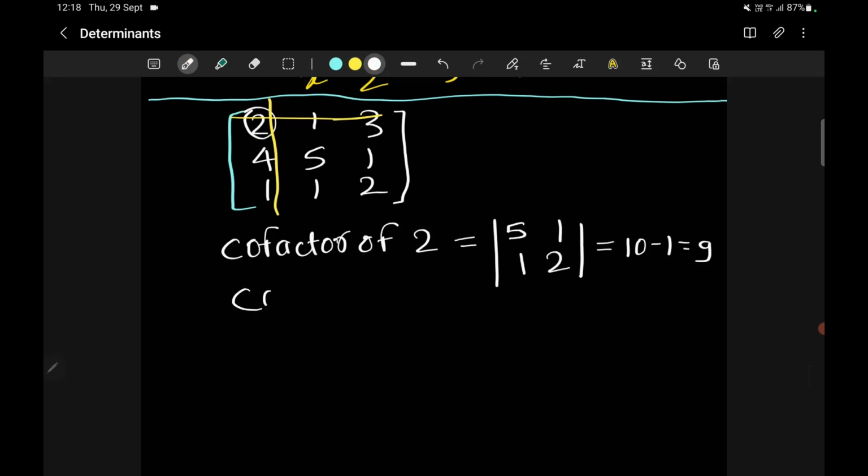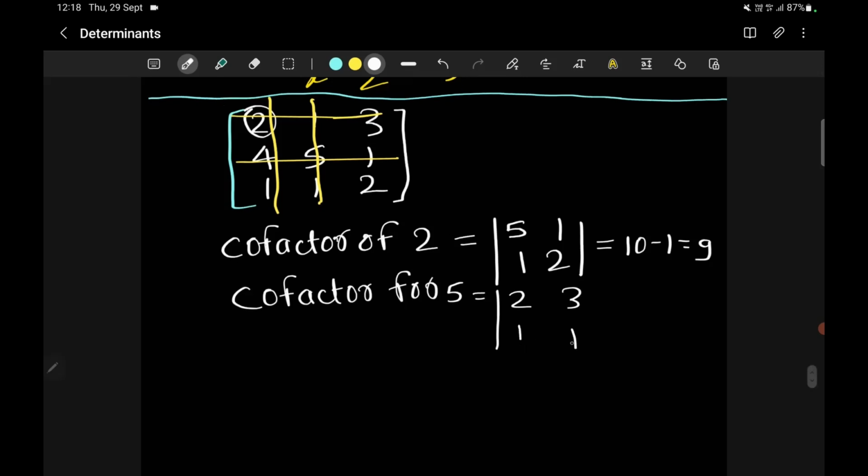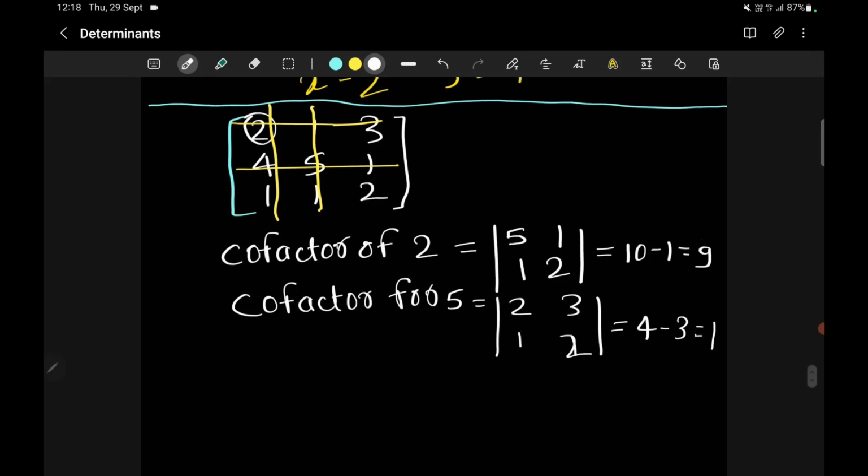And if you want to find the cofactor for this 5, what you have to do is neglect this whole column and whole row. Then take the remaining terms in the determinant: 2, 3, 1 and 2. Then solve this determinant. 2 2s are 4 minus 3, that will be 1. Like this you have to solve for everything.